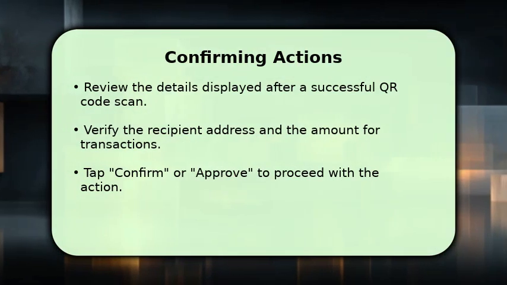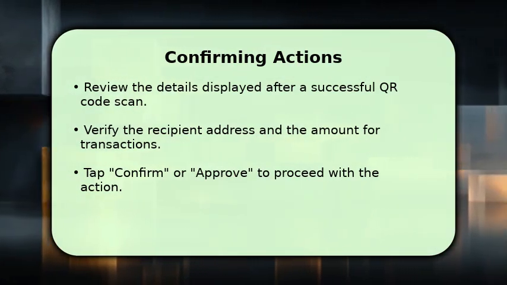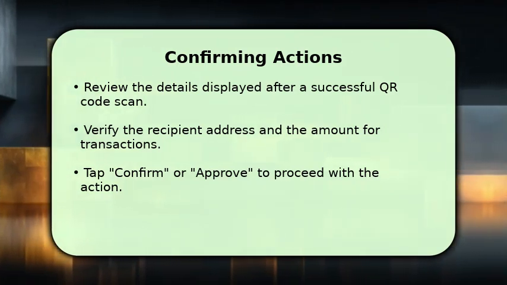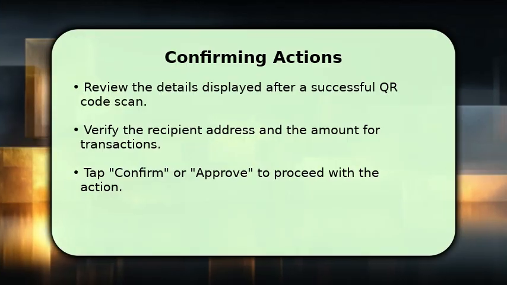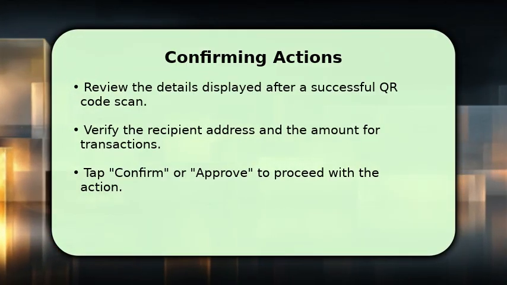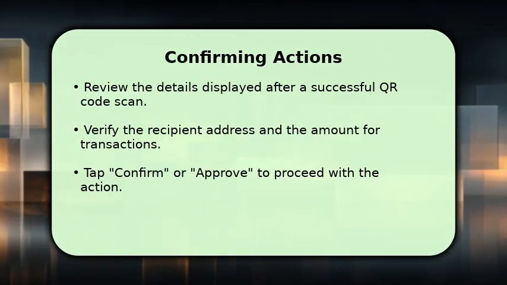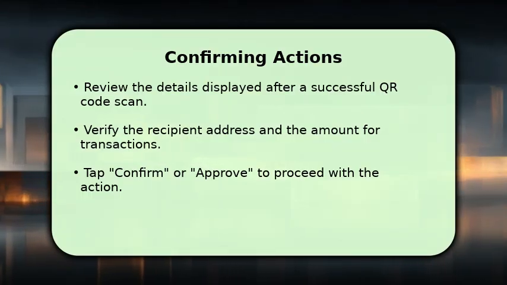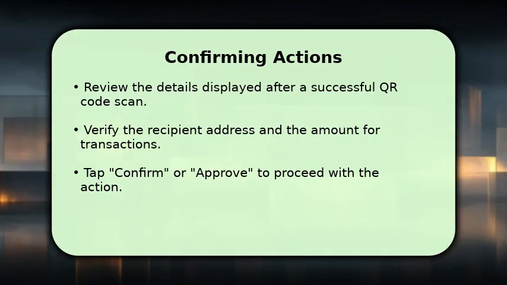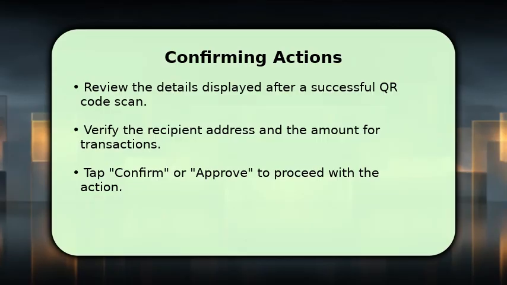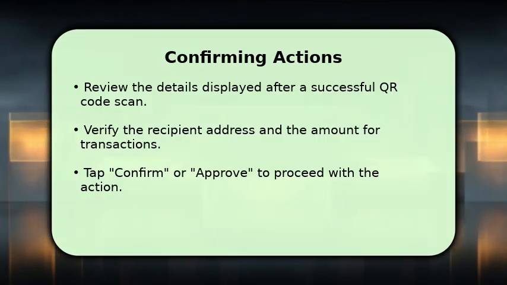After a successful scan, your Coinbase wallet will display the details associated with the QR code. This might include a cryptocurrency address for sending funds or information about a decentralized application. Always take a moment to carefully review these details, especially the recipient address and any amounts involved in a transaction. Once you've verified everything is correct, you can tap Confirm or Approve to proceed.